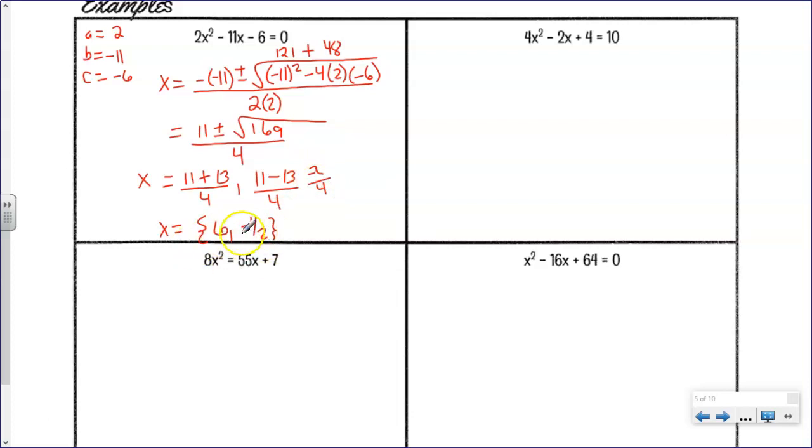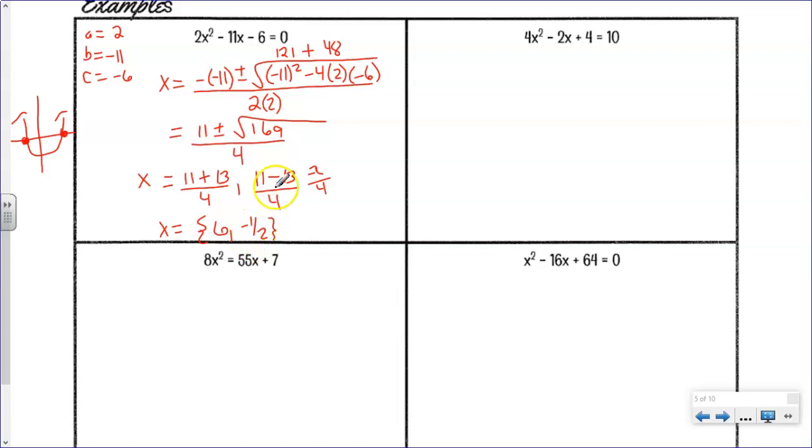So what does this tell me? This tells me if I were to draw my graph at positive 6 and negative 1/2, this graph would cross the x-axis. This is not an ordered pair, 6, negative 1/2. This is x equals 6 and x equals negative 1/2. So these are two of your solutions, your roots and everything.